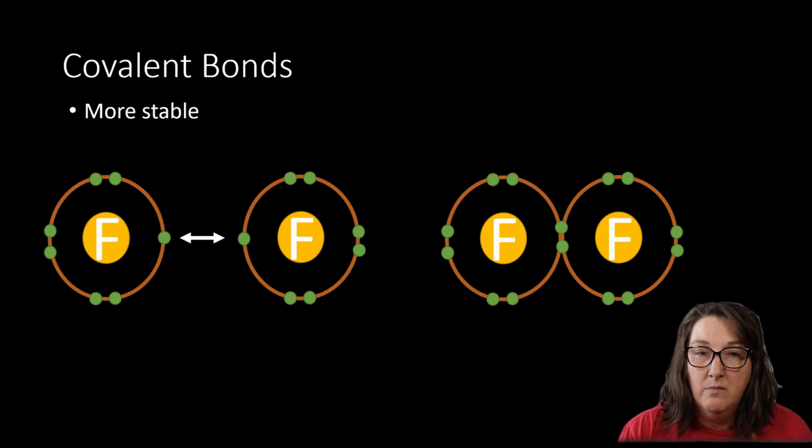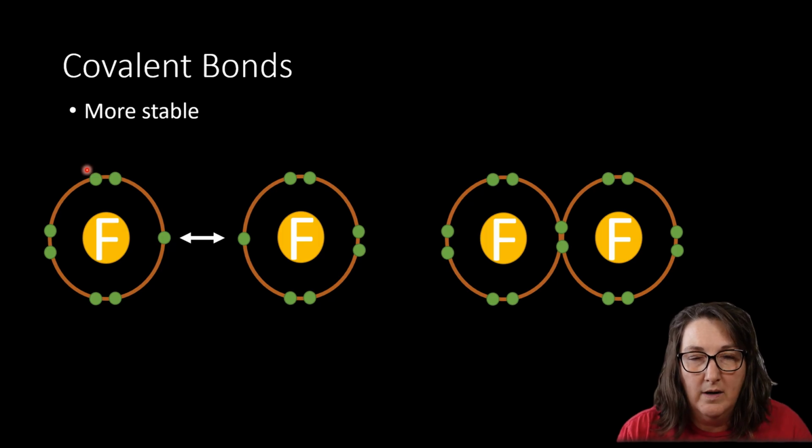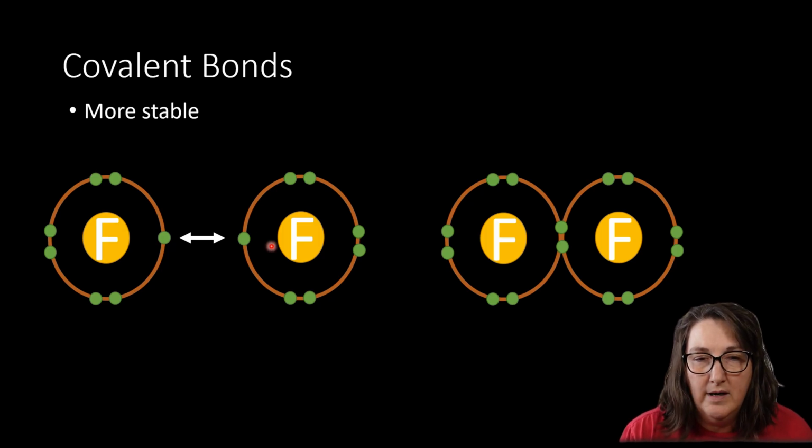Covalent bonds are going to be more stable when they come together. Let's look at fluorine. Fluorine has 7 valence electrons. That means it has room for 1 more electron. To be happy, it wants 8. So this fluorine will come in. It will take this electron, let this fluorine share it.